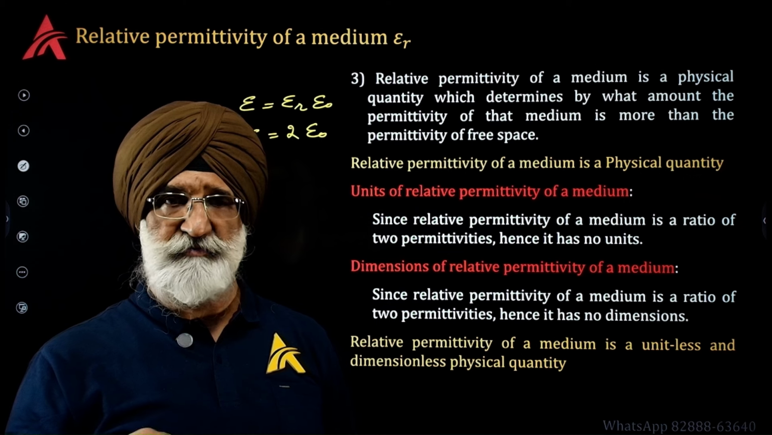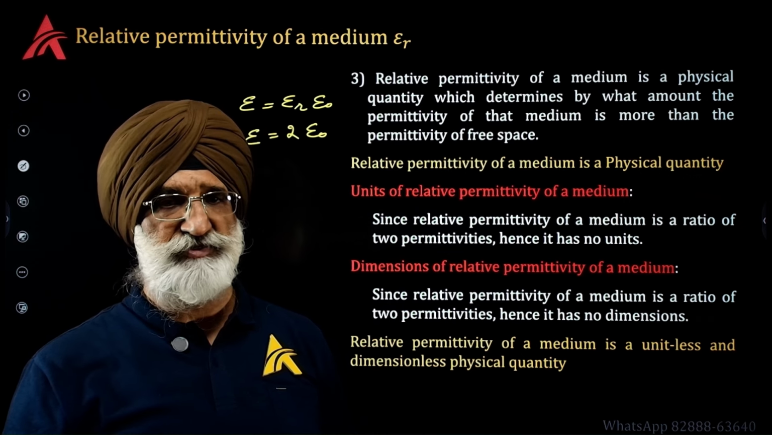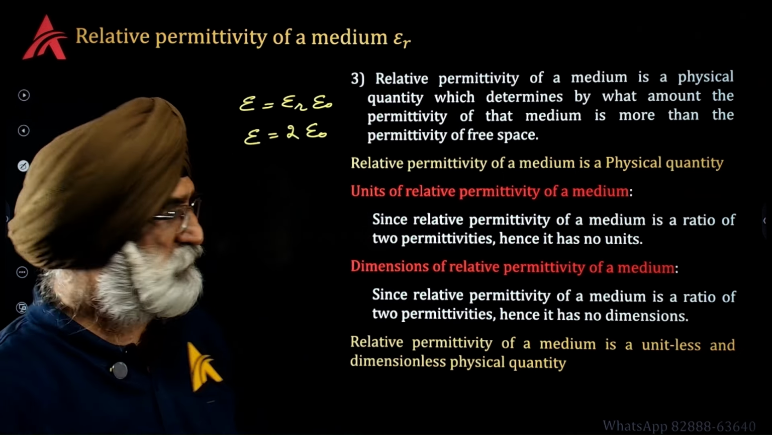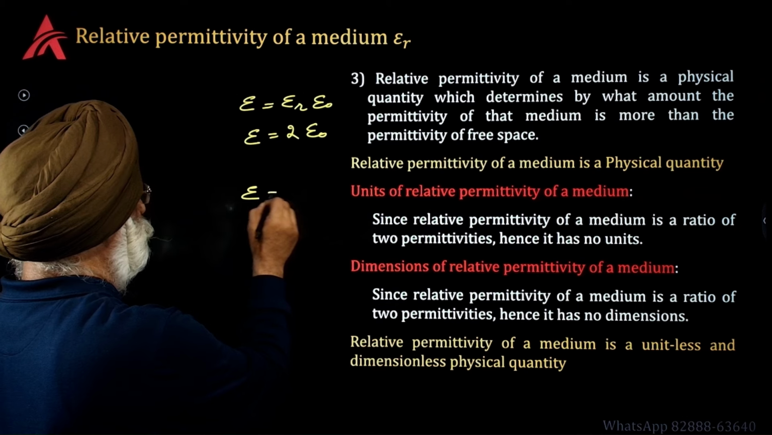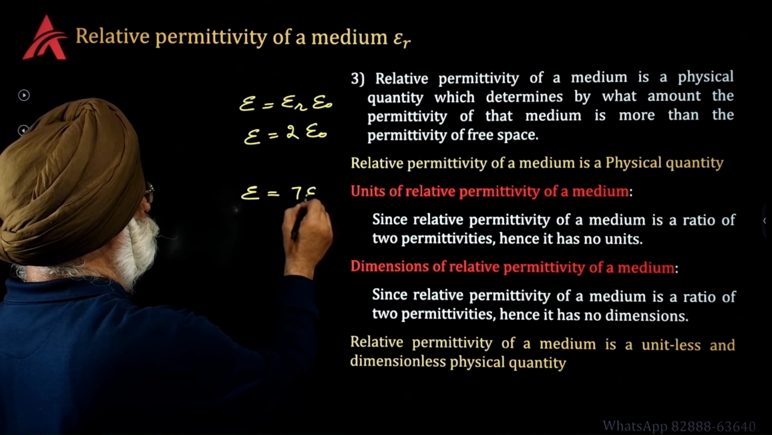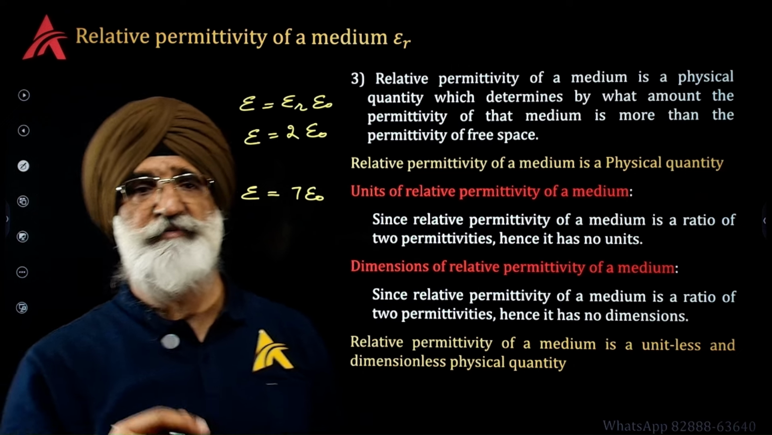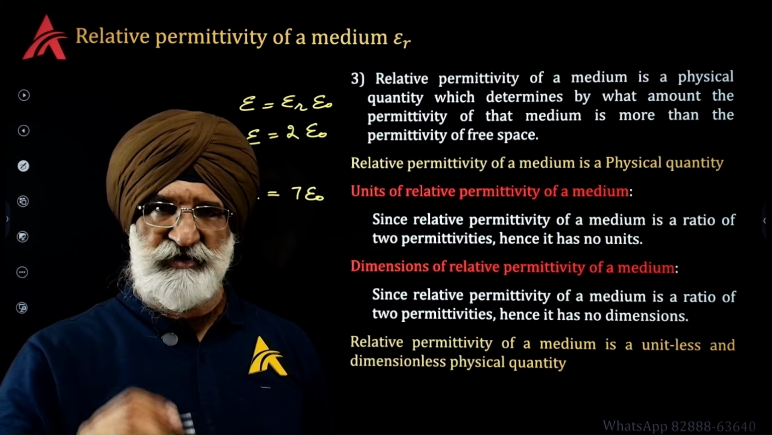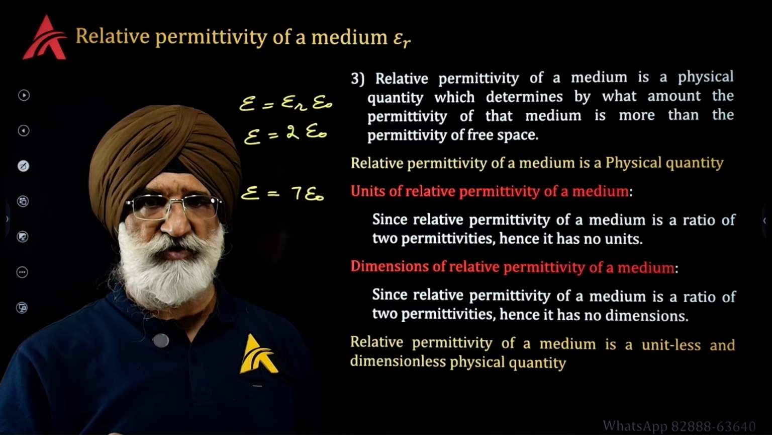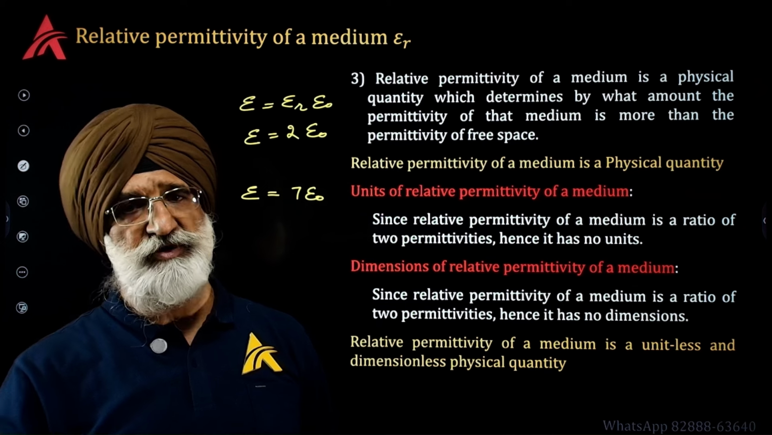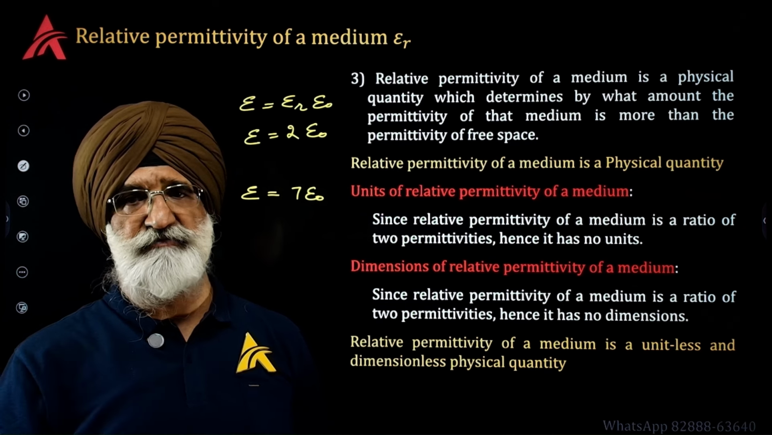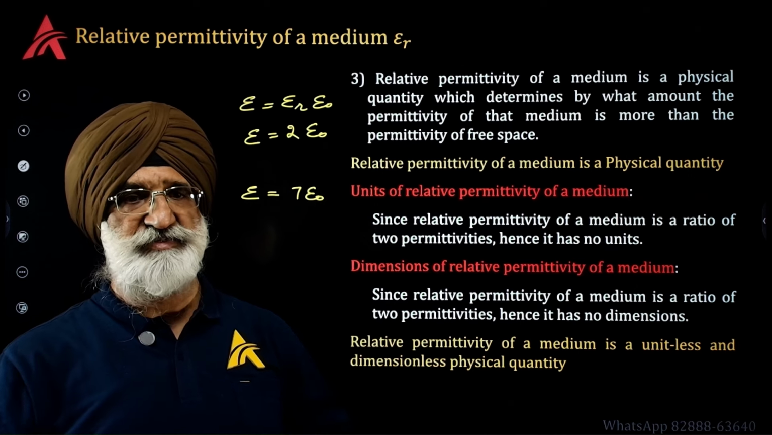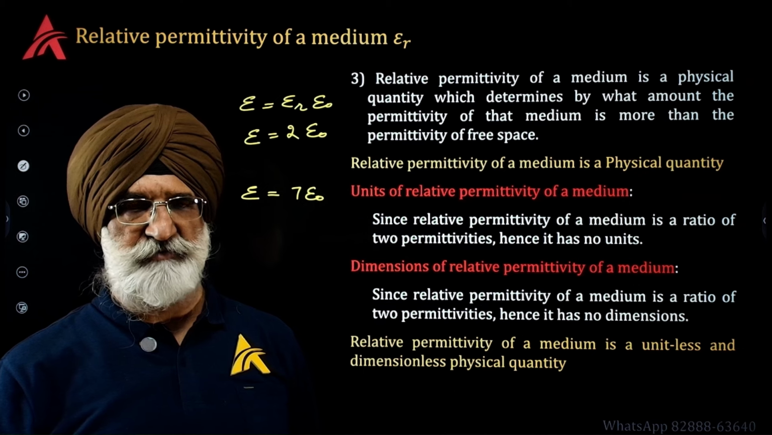It means that for a medium whose relative permittivity is 2, the permittivity of that medium will be double the permittivity of free space. If we have a medium whose relative permittivity is 7, that means the permittivity of that medium will be 7 times the permittivity of free space. That means the relative permittivity of a medium is the physical quantity which determines by what amount the permittivity of that medium will be more than the permittivity of free space. This is the physical significance of the relative permittivity.